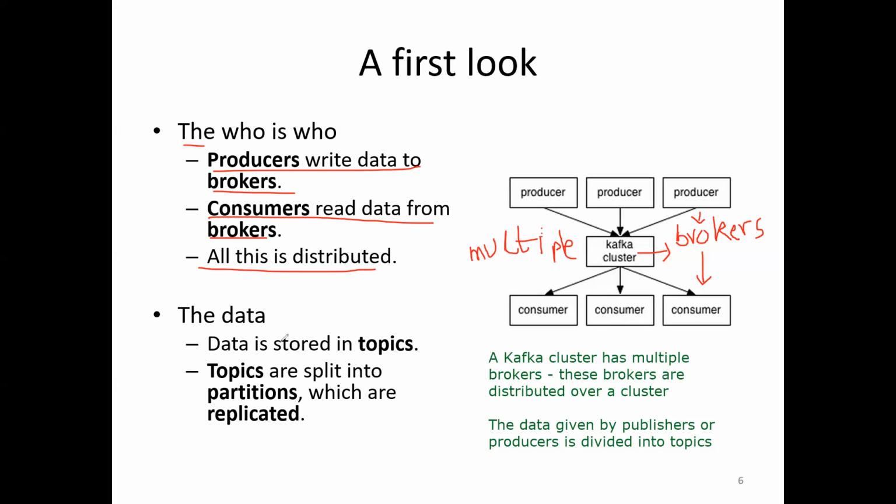Topics are split into partitions, which are replicated. So that's the replication which happens. Brokers are the software acting between producers and consumers. They're part of the Kafka cluster. I can have multiple brokers distributed over the Kafka cluster. The data which is being given is divided into topics. Topics are further split into partitions, and partitions are replicated.